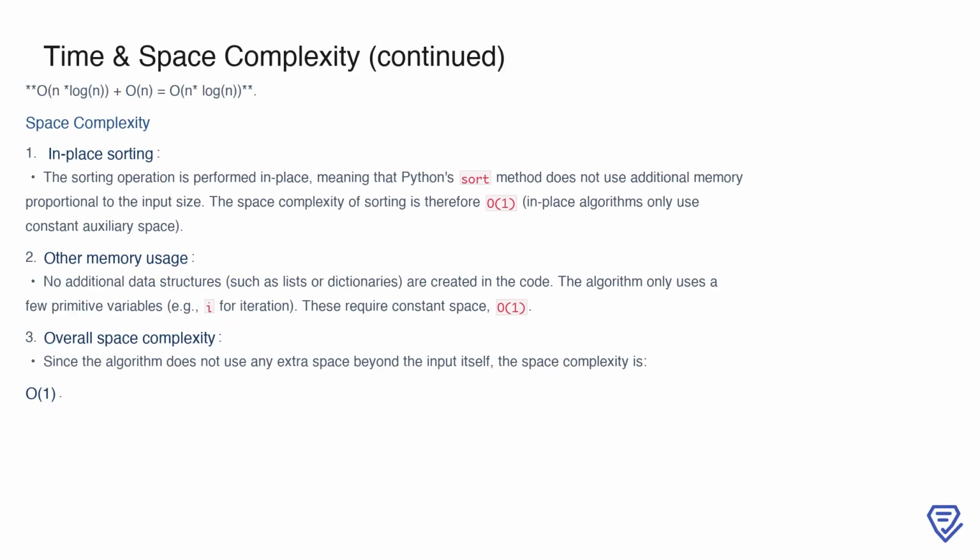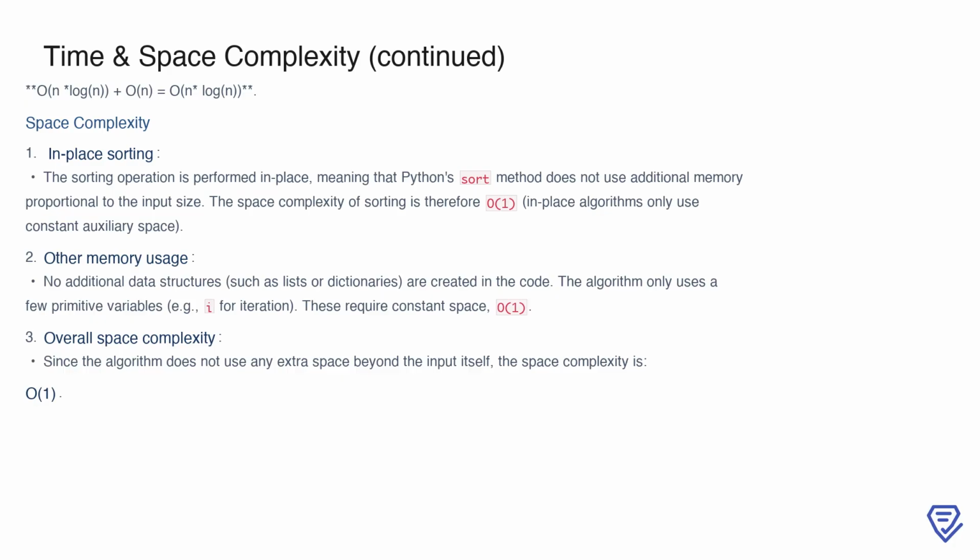The space complexity of the algorithm is determined by how memory is used during execution. The sorting operation is performed in place, which means Python's sort method does not allocate additional memory proportional to the input size. This results in a space complexity of O(1) for sorting.